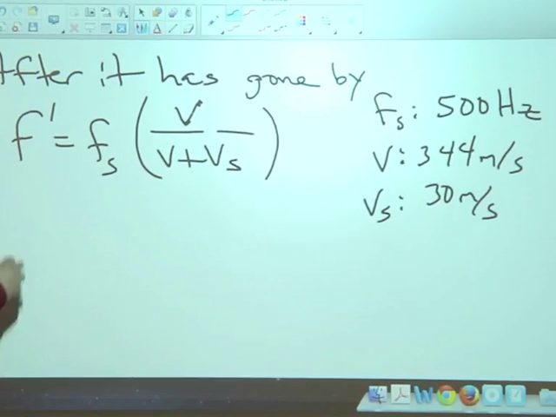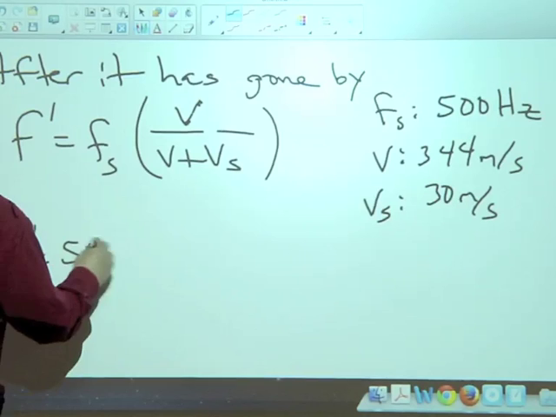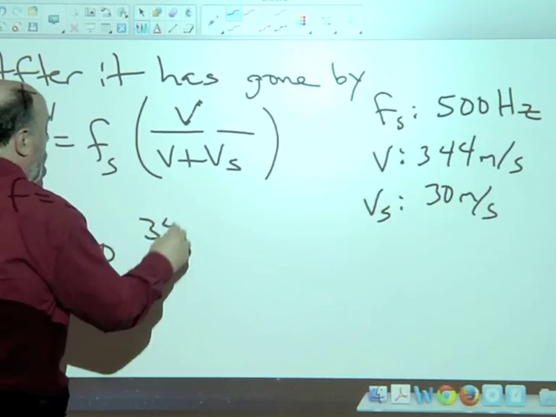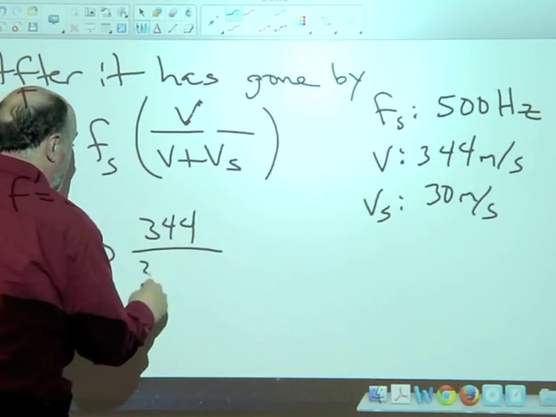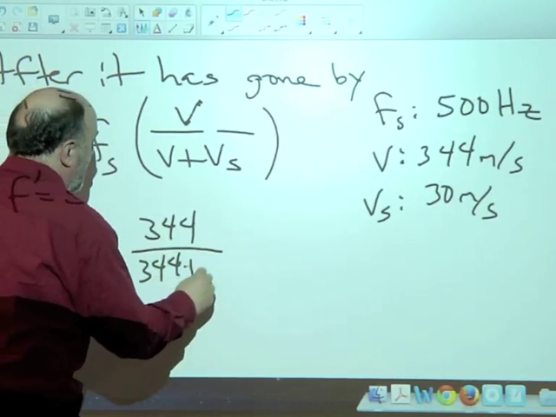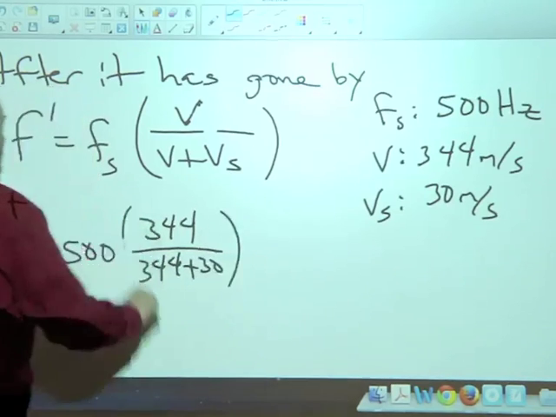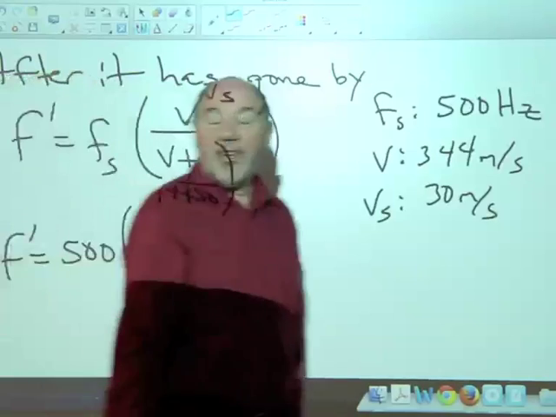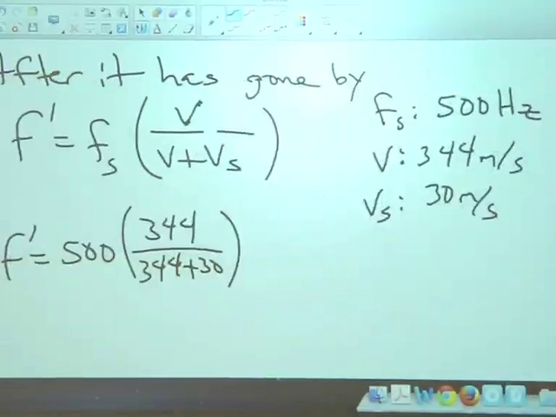So f prime is going to be 500 times 344 over 344 plus 30, and again it's fairly easy to add those two numbers together to make it easier to plug into the calculator.